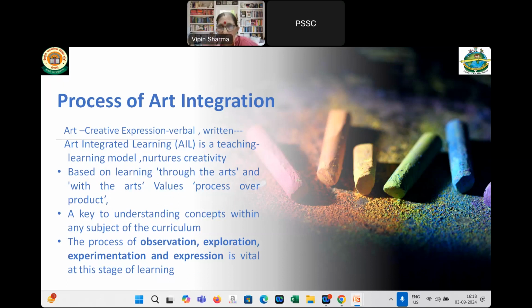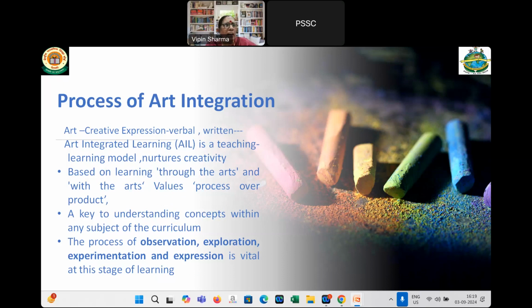That is why art is associated with the divine. Don't you feel when you see an artist, oh my God, what a piece of art. But everybody cannot be an artist. But through arts, with the arts, we can add value addition to the subjects.